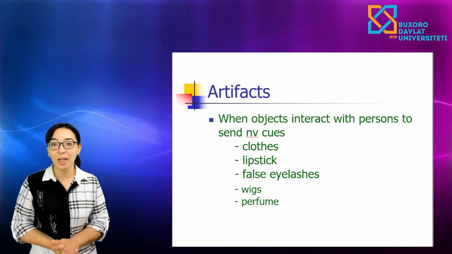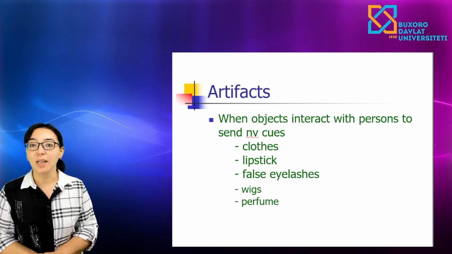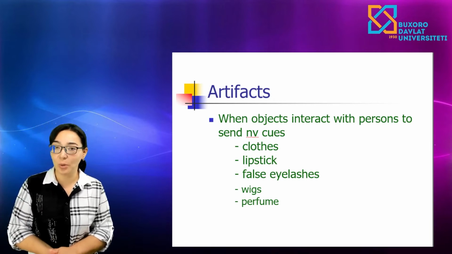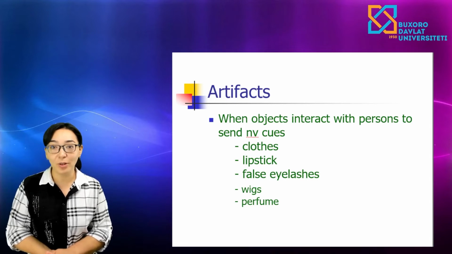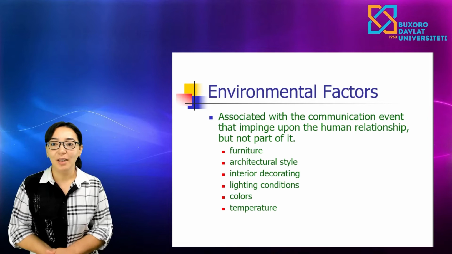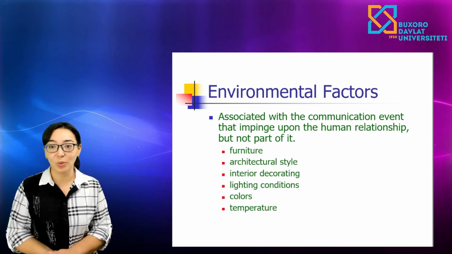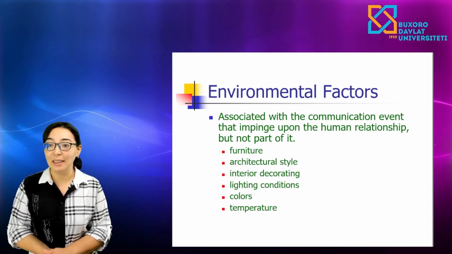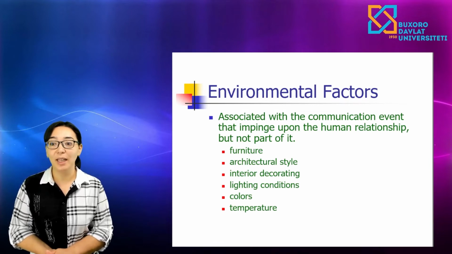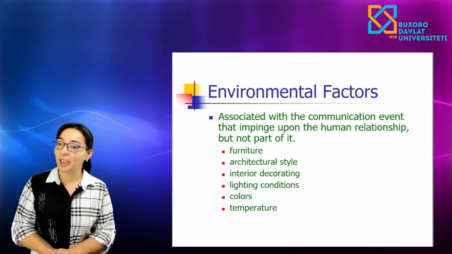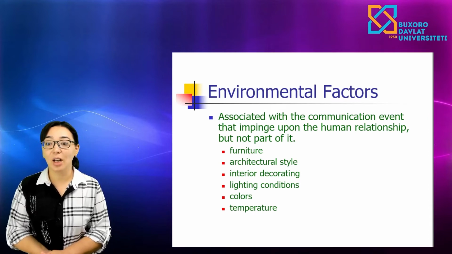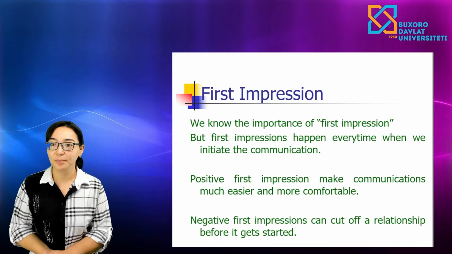Artifacts are objects that interact with persons to send out cues. For example, clothes, lipstick, false eyelashes, wigs, and perfume. Environmental factors are associated with the communication event and impinge on the human relationship, but are not part of it. They are furniture, architectural style, interior decorating, lighting conditions, colors, and temperature.